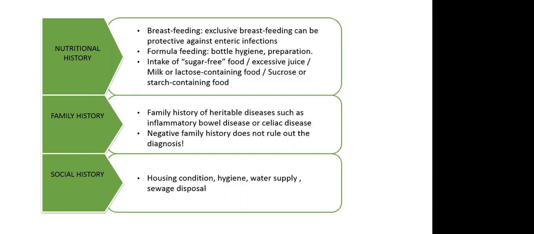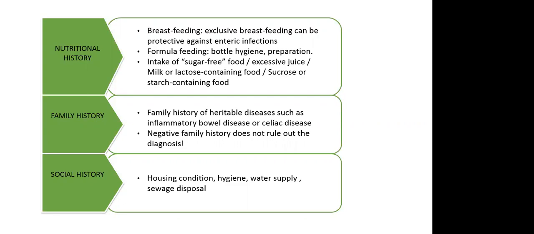Also last but not least is social history. You must ask about the housing condition, hygiene, water supply, okay or not. Also sewage disposal. Okay, that's about the history. You must ask this history because usually chronic diarrhea is not easy to diagnose. You must refer to a specialist. It's not like AGE, not the acute one. So you must gain a complete history to proceed with the relevant investigation after that.